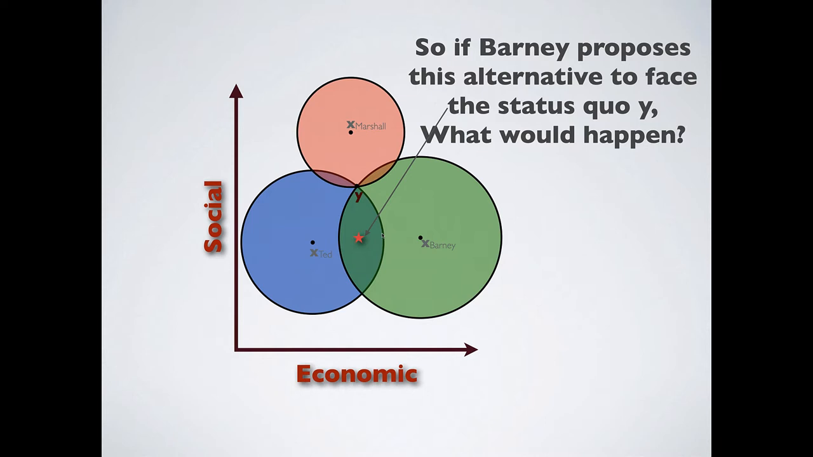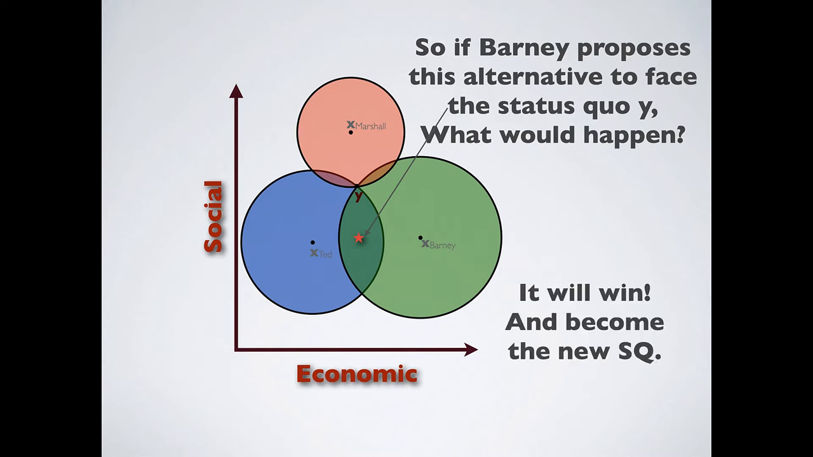Maybe he just guesses, and he proposes something almost smack dab in the middle of the issue space. Would it pass? Of course it would pass. It's in the WinSet. That's literally what the WinSet means. It's the set of things that win. So using pairwise majority rule, because that alternative is in the majority rule WinSet, it would pass.